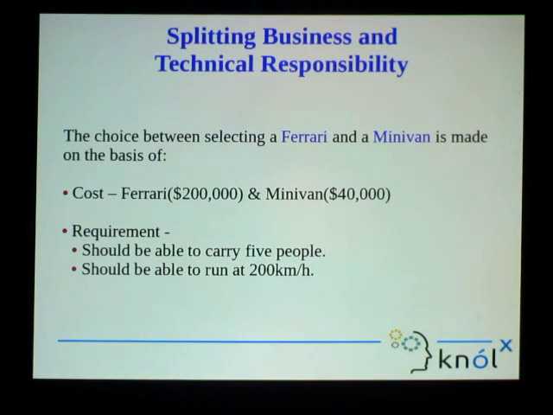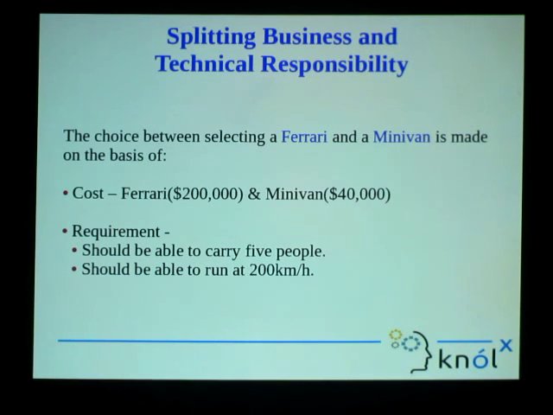Okay. Next part. It says splitting business and technical responsibility. Here an example is given where a customer was given a choice of whether they want to select a Ferrari or a minivan. Next, the details were given for both products. First, the Ferrari cost around $200,000 and the minivan cost around $40,000. Then the requirement was given: it should be able to carry 5 people and should be able to run at 200 kilometers per hour.